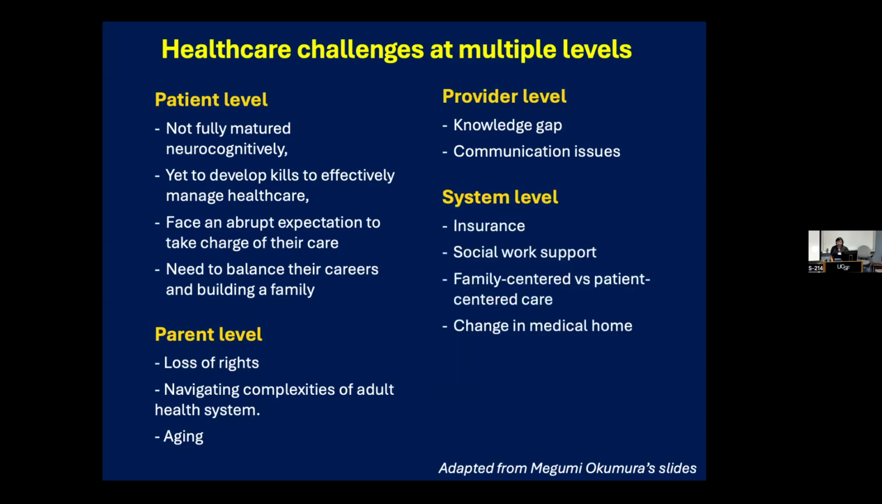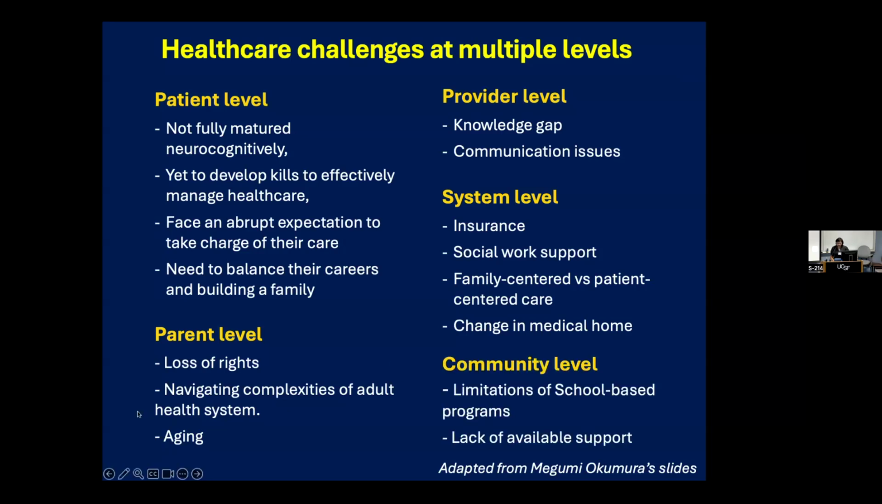System-wise, these young adults age out of pediatric programs like California Child Services. Imagine losing comprehensive coverage and then moving to something that provides less support, especially when you have a lot of chronic conditions to manage. The robust social work and other support services that are available in pediatrics just aren't matched in our adult health system. And finally, community supports like school programs disappear around the age of 18 to 21, leaving these young adults with fragmented resources that don't usually work together.